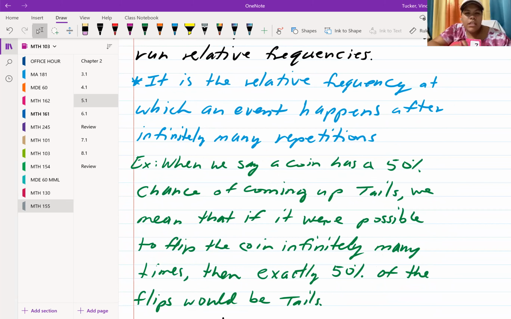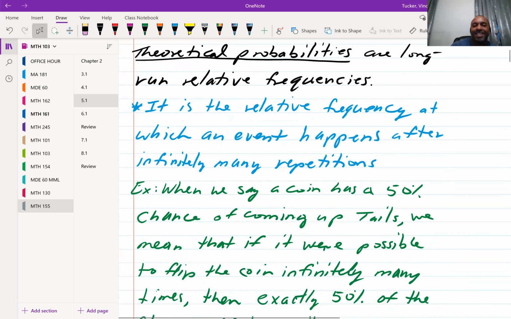Hold on. Can you go up just a little bit? I was on the black card. Yeah, I thought I was gonna get somebody on that one.